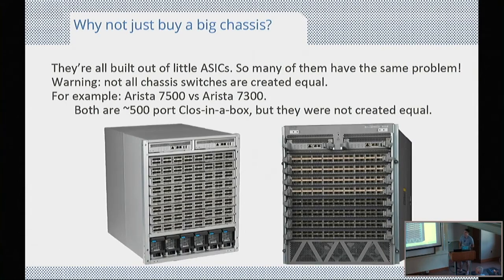You might wonder, well, why can't we just buy one big switch, which doesn't have this problem of trying to route things through these little dinky intermediate switches? And it turns out inside these boxes is exactly the architecture we've just described. There is no such thing as a single giant ASIC with hundreds and thousands and millions of ports. And I want to point out that not all of these boxes are made equal. Here is an example of an Arista 7500 and an Arista 7300. They both have hundreds of ports. They're both based on a Clos-in-the-box architecture, but they are not created equal.